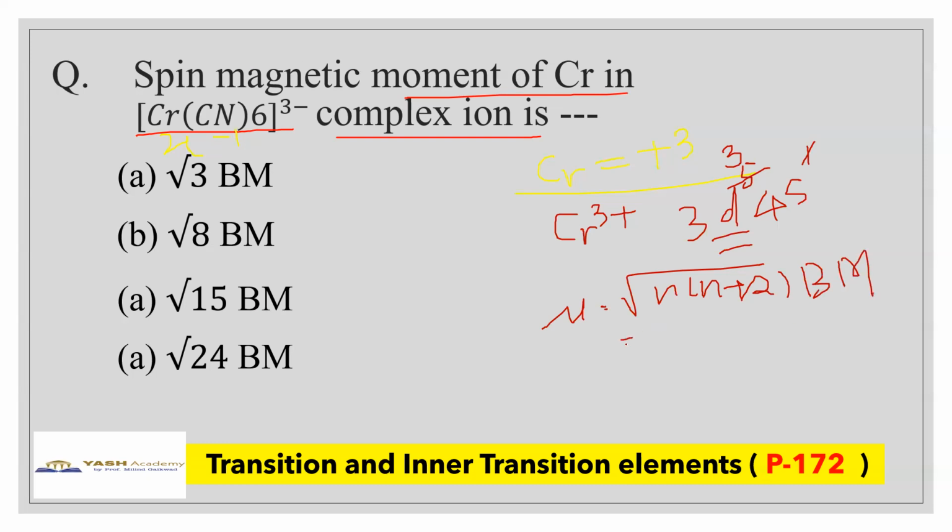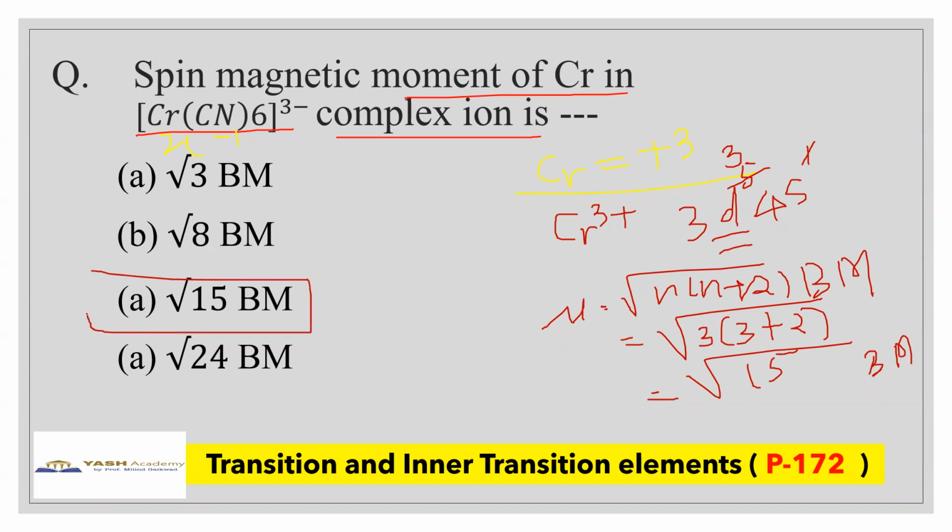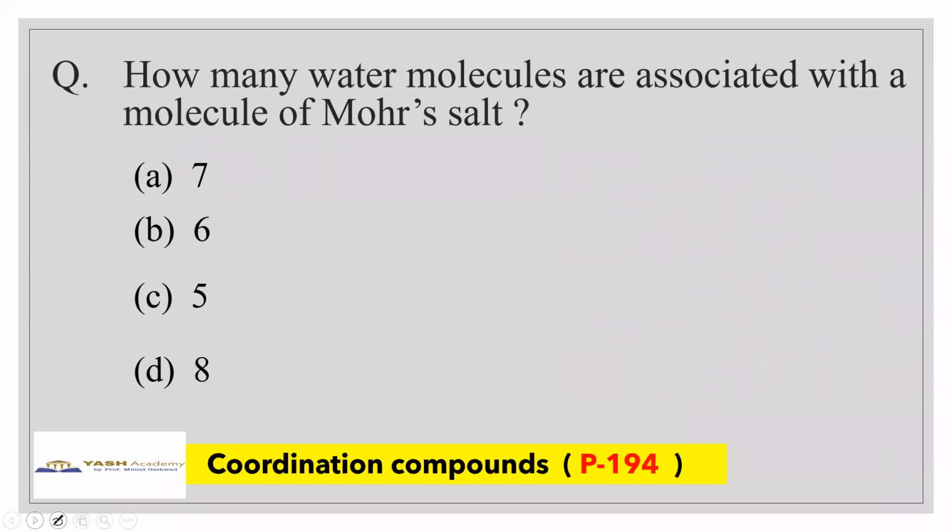Now put the value of n in this formula, 3 into 3 plus 2. So under root 5 into 3 is equal to root 15 Bohr magneton. So the correct answer option of this question is C, and here D. C is the correct answer option of this question.